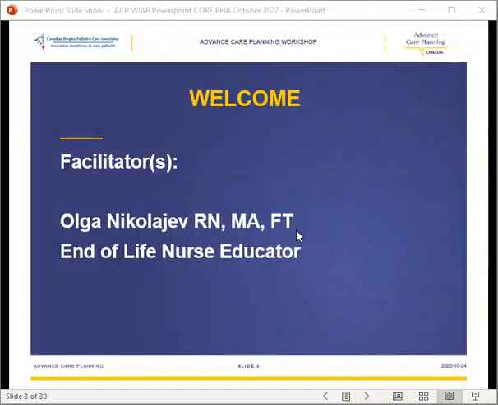And then the FT also stands for Fellow in Thanatology. Thanatology is the study of death and dying, looking at the different systems and how we can shift our cultural perspective and views and really expand the conversation so that we can collectively better care for ourselves and those that we care for, especially at the end of life.